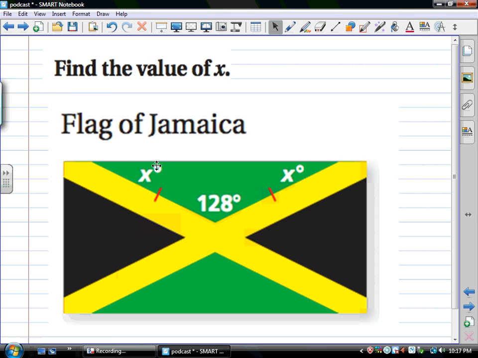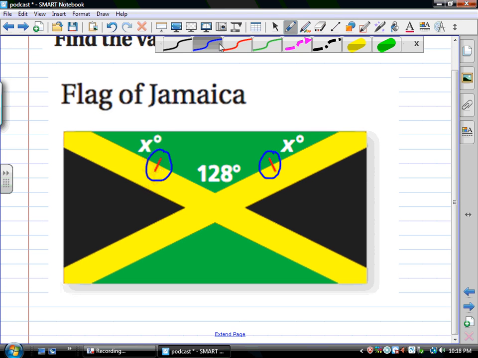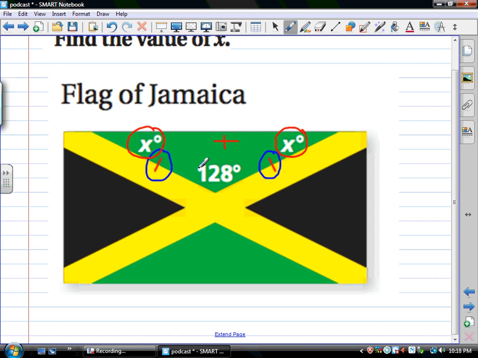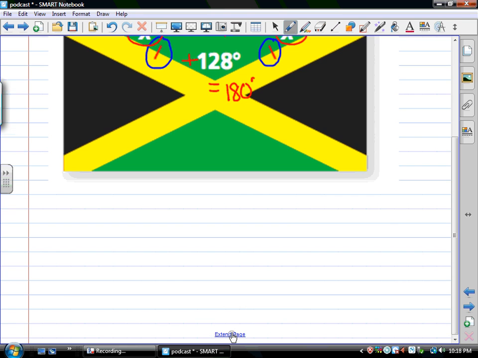All right, guys, ask yourself, is this a scalene triangle, equilateral triangle, or isosceles triangle? I'm going to guess that's an isosceles triangle because they gave me two line segments telling me that these two sides of the triangle are equal or congruent. So I'm going to write myself an equation. X plus X plus 128 degrees equals 180 degrees. There's always 180 degrees in every triangle.